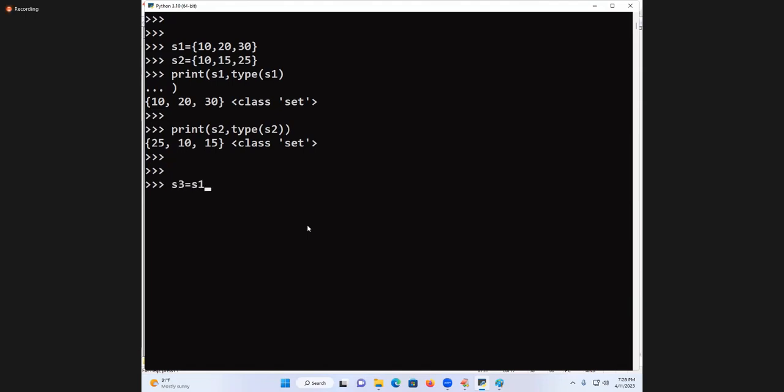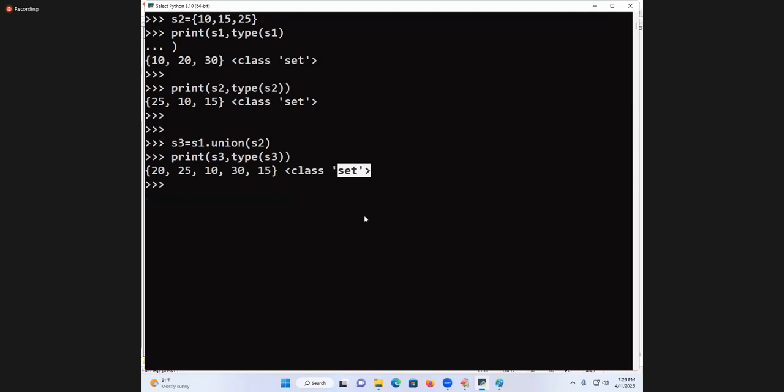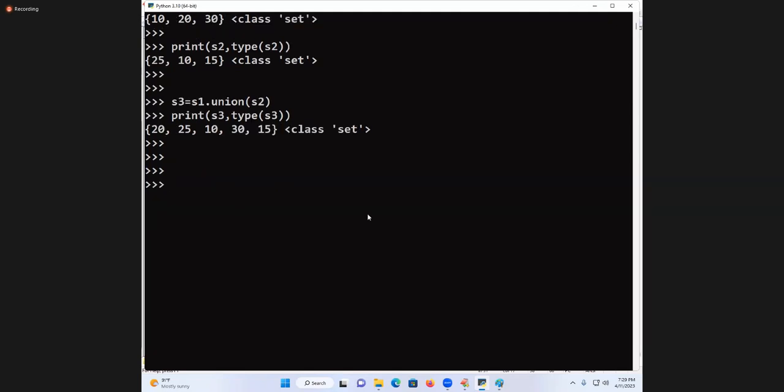See students, S1 dot union of S2. What is printed now? S3. What is that S3? All the values combined or not? That is called which type again? Okay. Similarly, coming back to the point, S1 and S2.